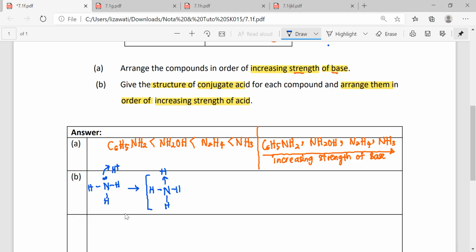However, for this question, you can just write the formula. That is NH4 plus.